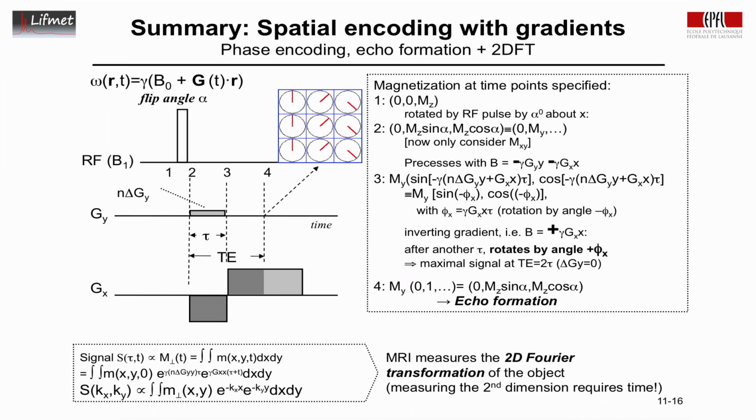That's what's being registered. What is also key is that in measuring the second spatial dimension, that requires time, and this time is strongly influenced by the T1s at hand, which are typically on the order of seconds.